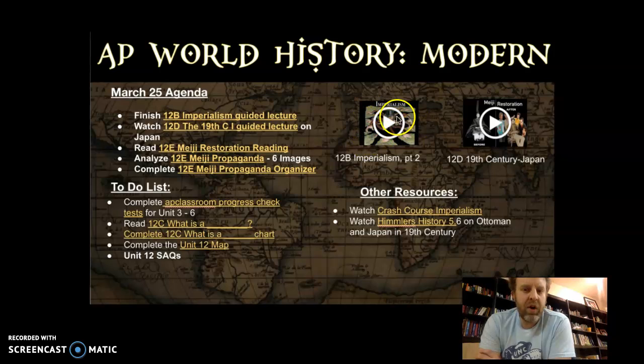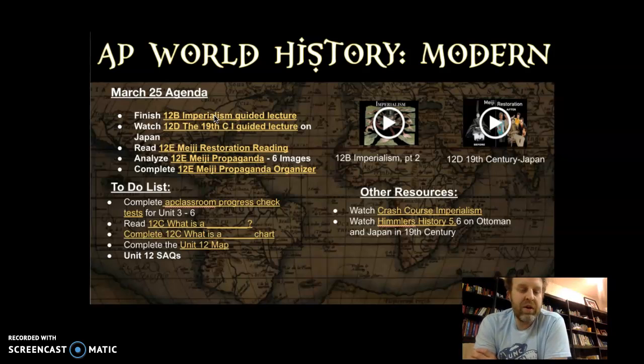If you are having a hard time getting the videos to play, you can always right click and copy the URL, then open it in a new tab, and then you can full screen it. That's the best way to see the videos. And again, you can always download the guided lectures. If you can print them out, that would be awesome.